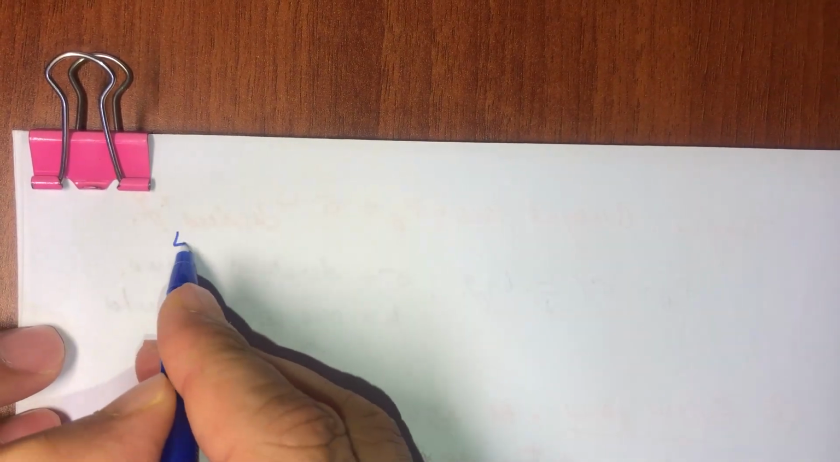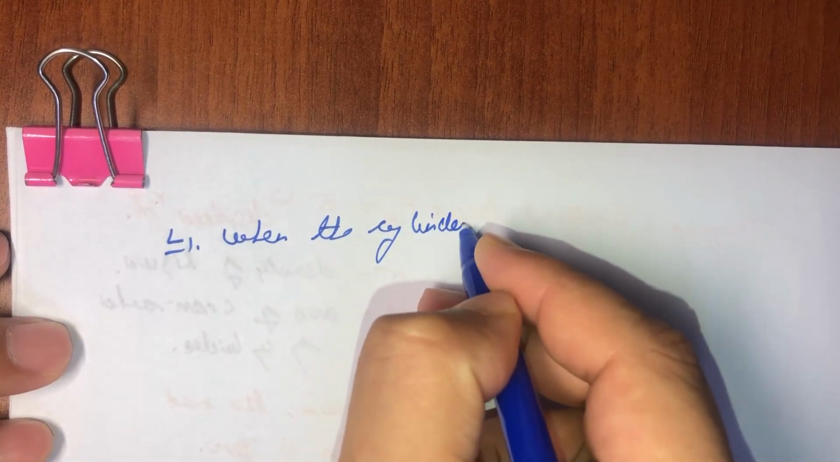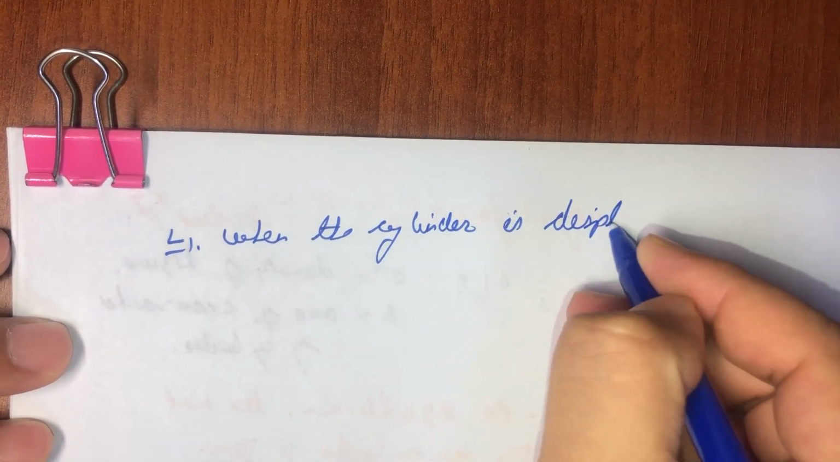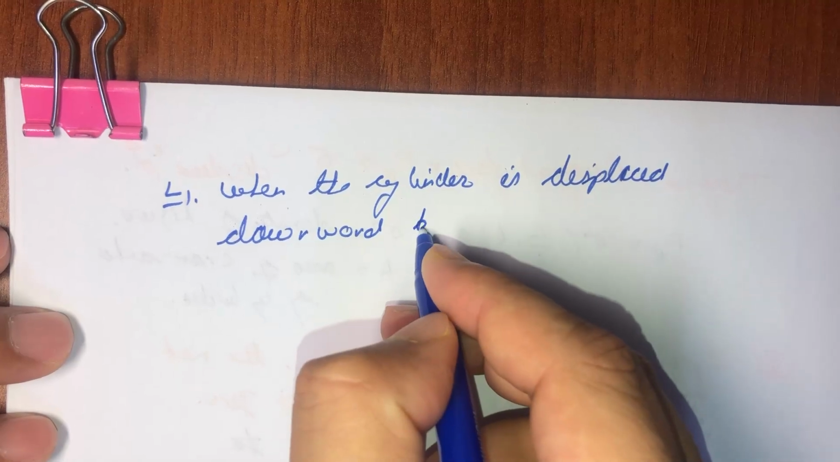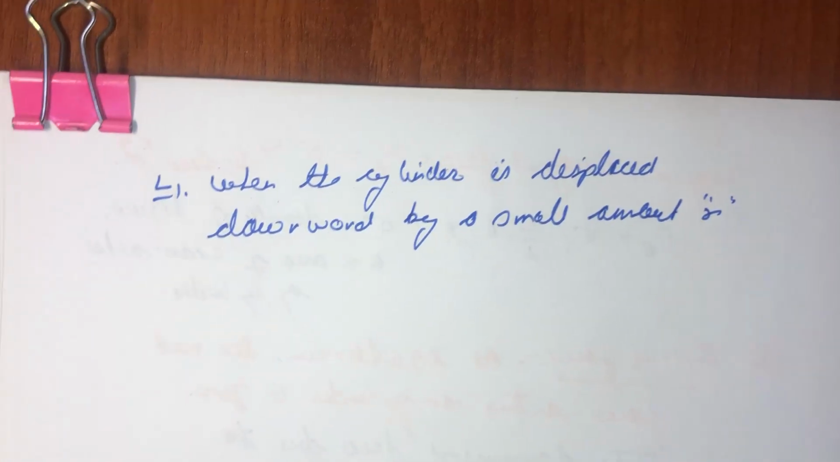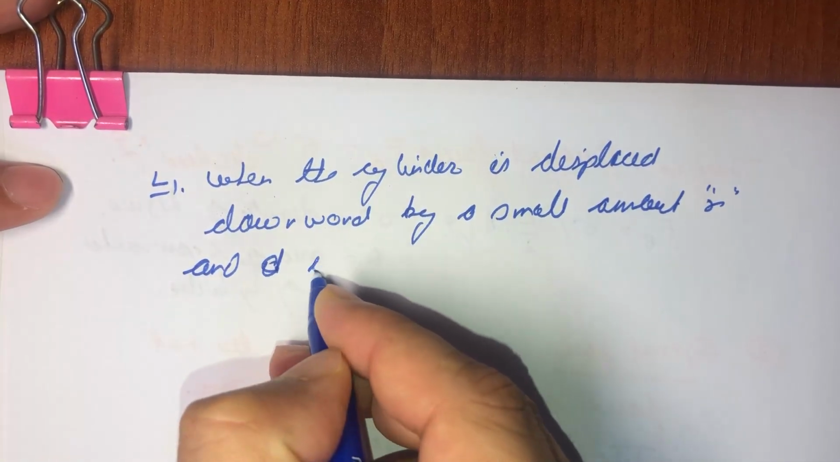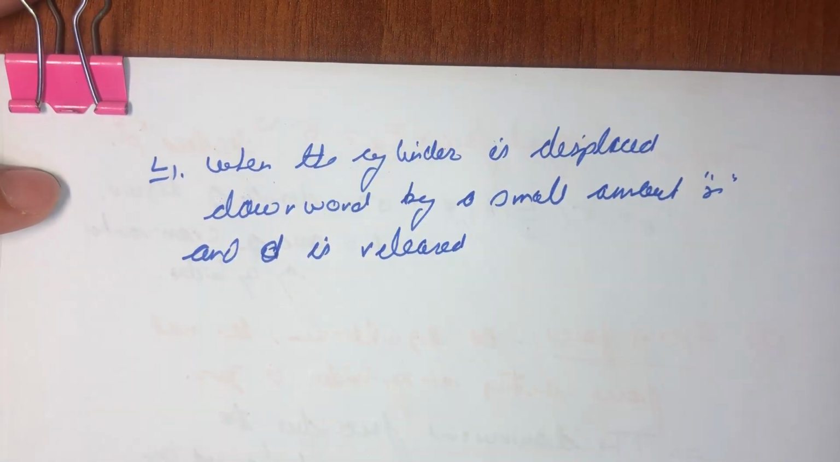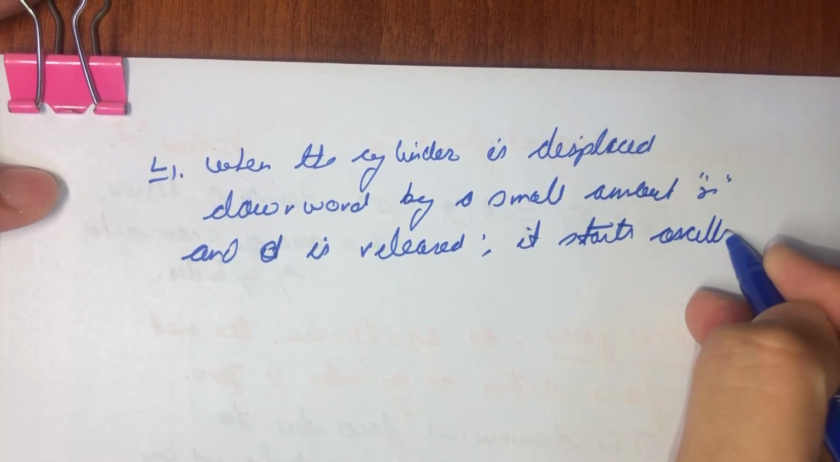So we can say that when the cylinder is displaced downward by a small amount x and released, it starts oscillating.